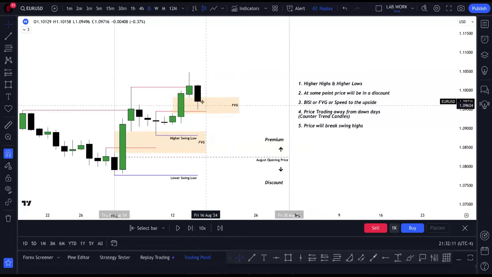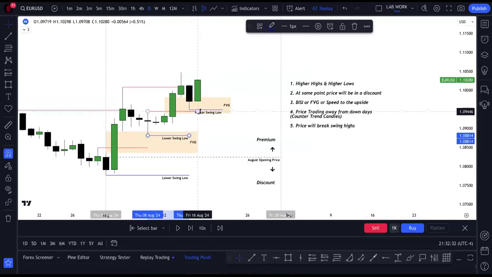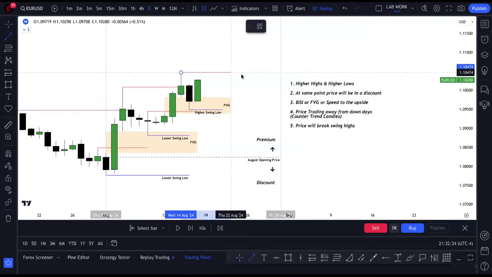Another down day. Let's see if we trade away from it after running into what? A fair value gap. What do you know? We're running away from a down candle again. And we're also doing what? We're creating another higher swing low, which makes this the lower swing low now compared to the new one that's holding the crown. We have another swing high up here.